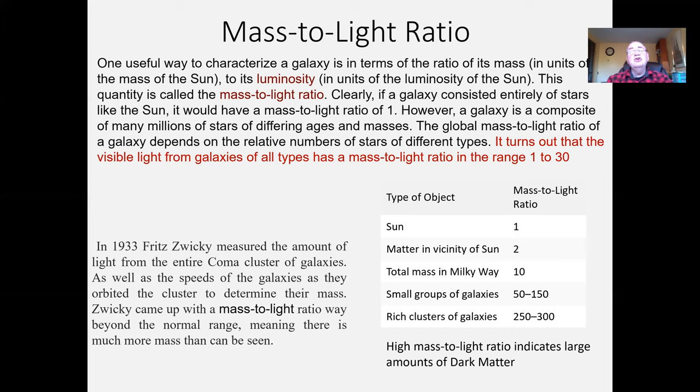And if you look at the right there, that column, as we look at more modern numbers, you can see that, again, the sun has a mass to light ratio of 1. The Milky Way, just looking at its visible part, has a mass to light ratio of 10. It's not surprising. Again, there's a great black hole right in the middle of the Milky Way. It has lots of mass, but gives off no light at all.